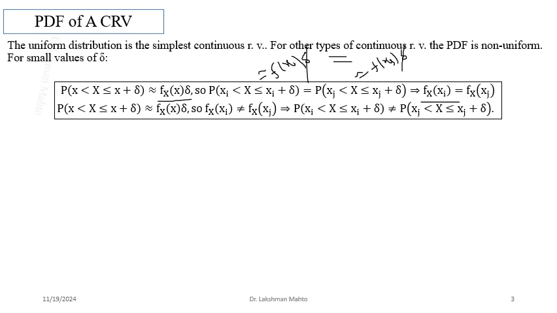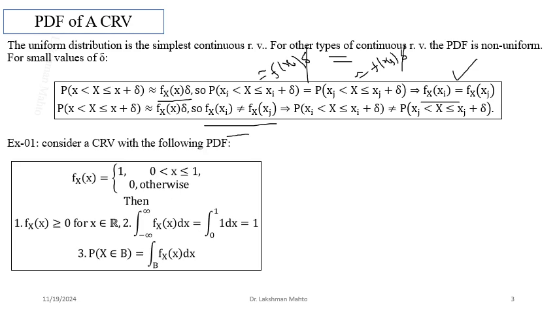But suppose we take a scenario where we don't have a uniform law, uniform density. If f of xi is not equal to f of xj, then it simply says that the probability that x is observing a value in the ith sub interval is not equal to the probability that x is observing a value in the jth sub interval. So this one is a non-uniform law. This one is uniform law, probability density under the uniform law. This one is probability density under the non-uniform law.